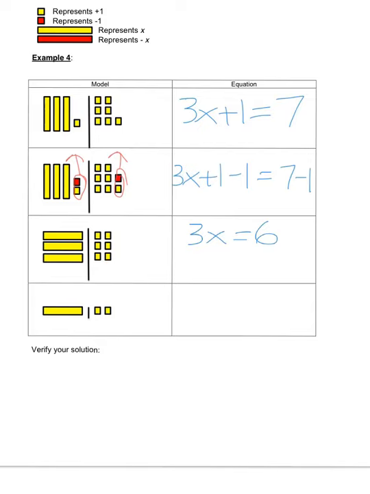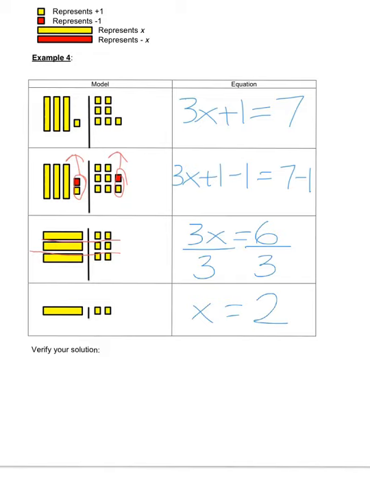To isolate just one x by itself, I'm going to split those into 3 equal groups. So I'm splitting up or dividing into 3 equal groups. And one x tile would have 2 positive tiles with it on the right-hand side.